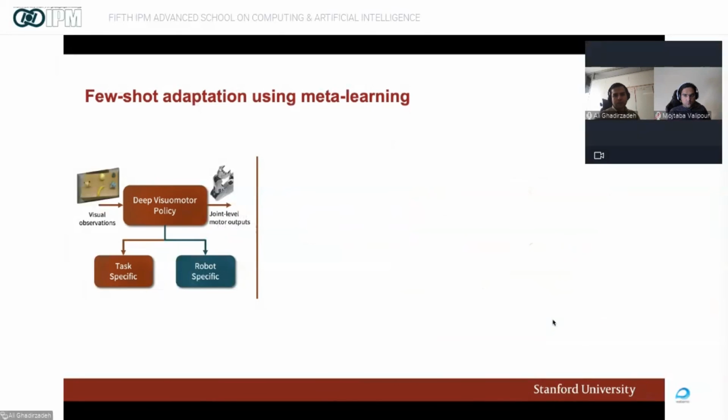Our goal is also to do a similar kind of decomposition. We want to decompose the deep policy into task-specific and robot-specific parts.